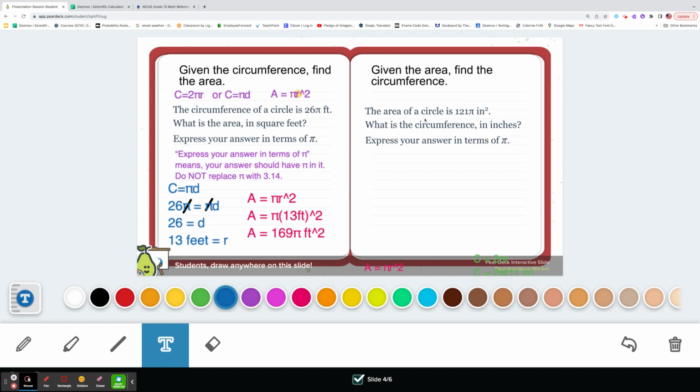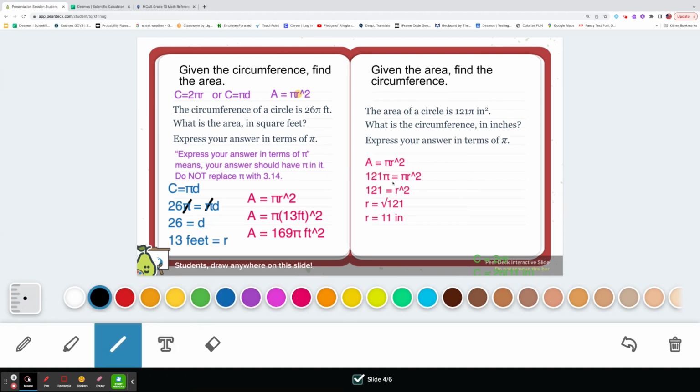Now over here, we're saying given the area of a circle, find the circumference. So the area is given as 121 pi square inches. Let's start with the formula for the area of a circle. Let's write that down. And then let's substitute in the area that's given in place of A. So here's my formula for area. I'm going to substitute what's given for A.